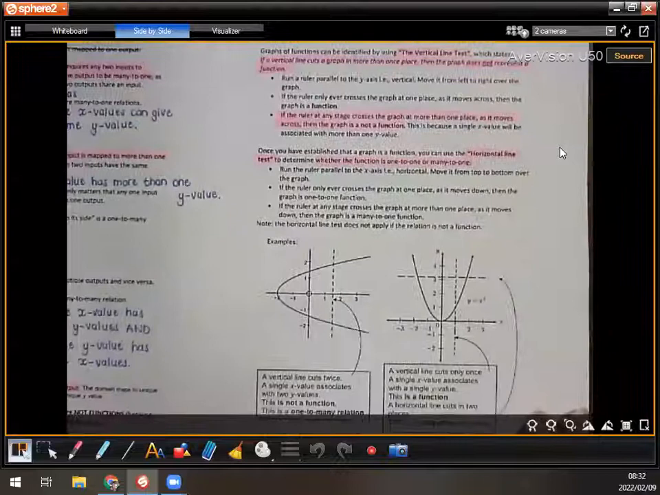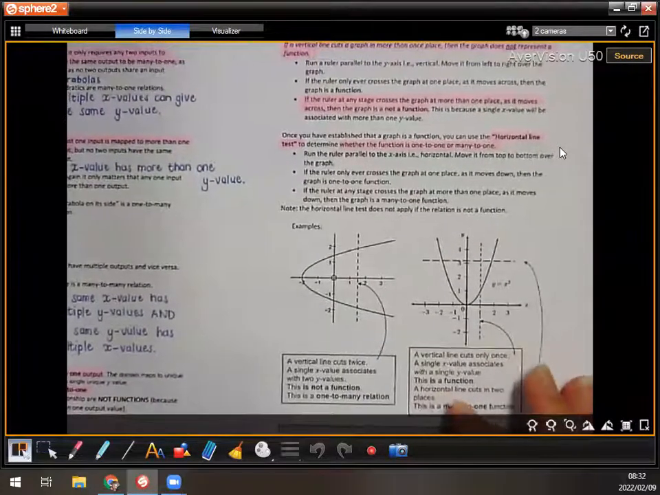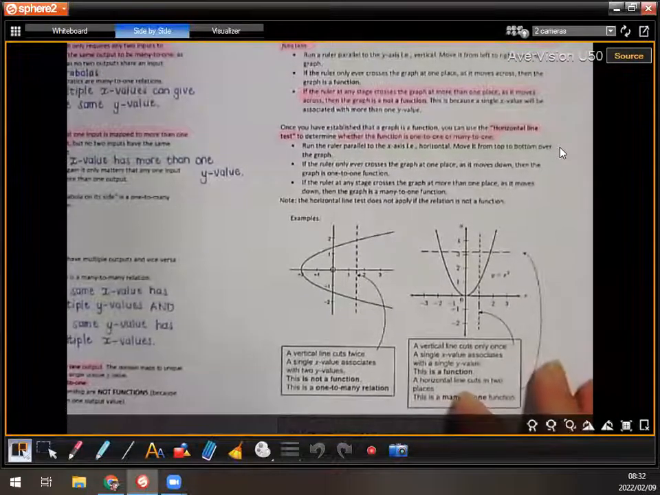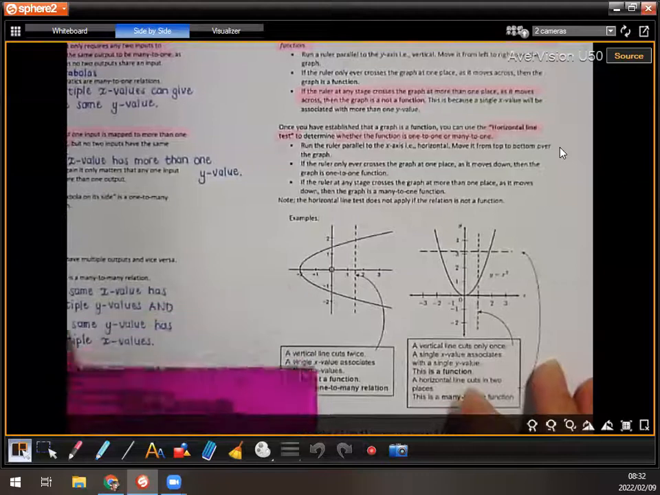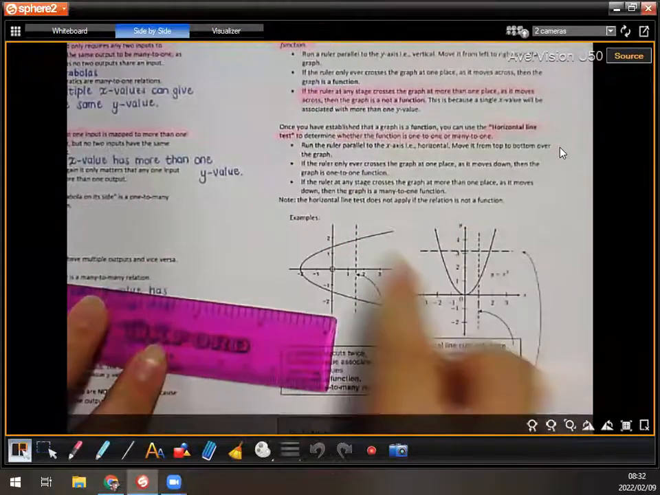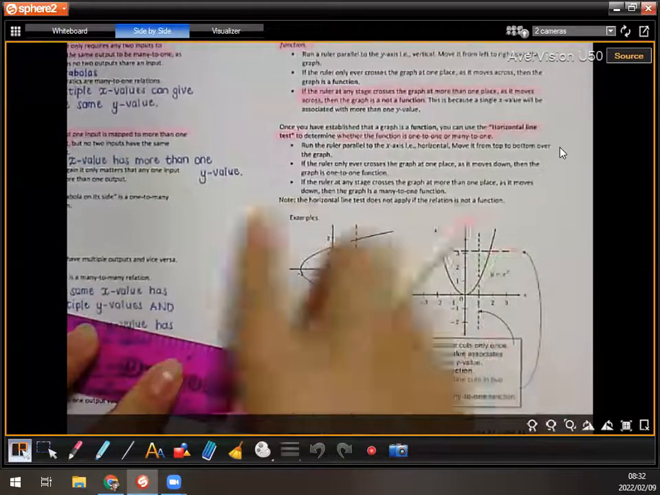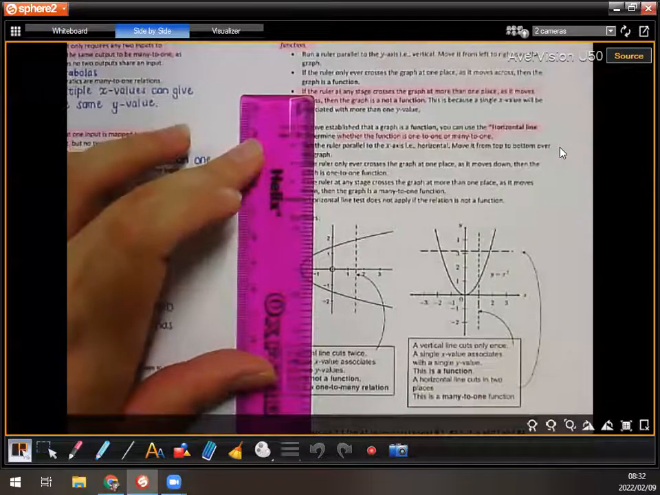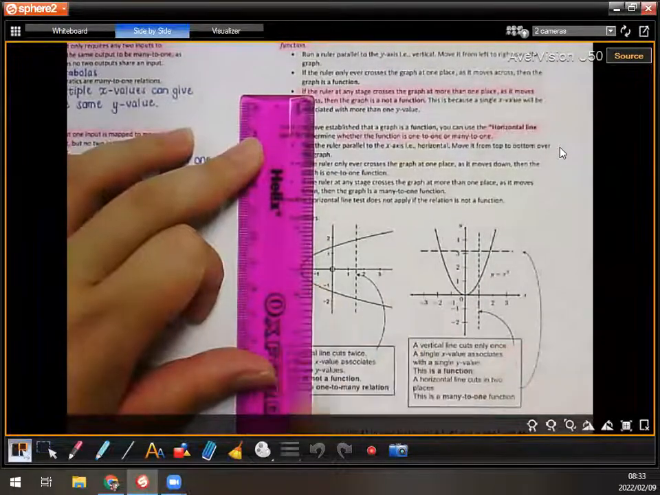So guys, they don't ever ask is it one-to-many or many-to-many. They always only ask about one-to-one or many-to-one. So the horizontal line test checks for that. Just like we did now with the vertical line test, you're going to run it if you're looking at this one. So this is not a function, right? Do we all agree? We're doing the vertical line test. We check, oh, the ruler cuts it twice. That means that this is not a function.